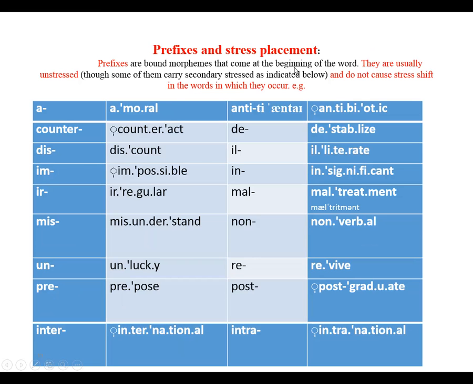Prefixes have no effect at all. Prefixes are bound morphemes that come at the beginning of the word, and they are usually unstressed, though some of them may carry secondary stress as indicated below, as we will see now. They do not cause stress shift in the words in which they occur. Their presence does not affect stress, as we see. The word moral: we put it on more, and it didn't affect it.